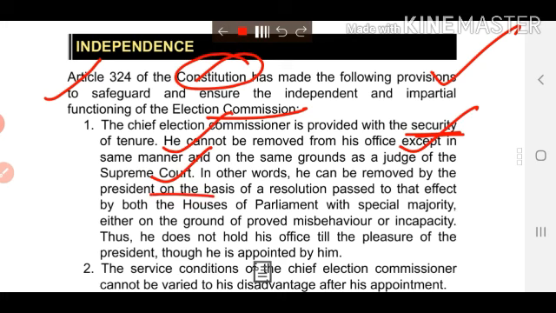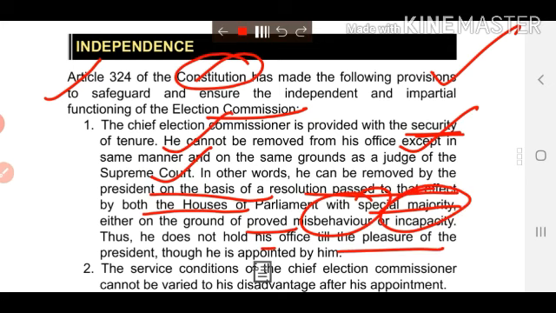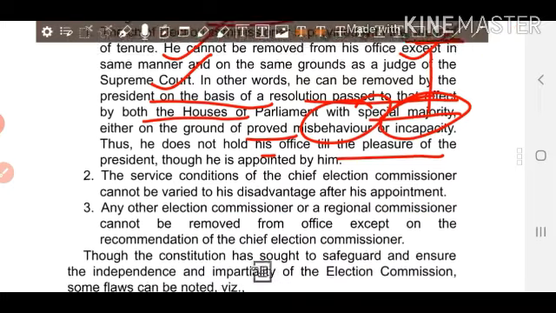In other words, he can be removed by the President on the basis of a resolution passed by both Houses of Parliament with a special majority, either on the ground of proved misbehavior or incapacity. Thus, he does not hold office during the pleasure of the President, so it is independent in nature.